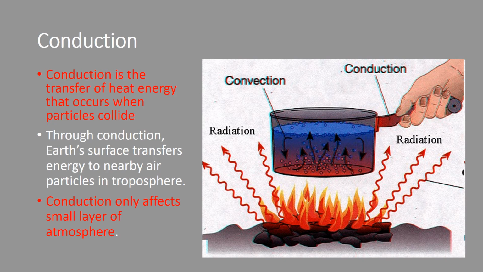Conduction. You see this pot right here in this picture. It's being heated. Okay, conduction is the transfer of heat energy that occurs when particles collide. So the surface transfers energy through nearby air particles, and this happens usually in the troposphere. The heat is coming here and then it transfers there. So conduction only affects a small layer of the atmosphere, just a small portion.